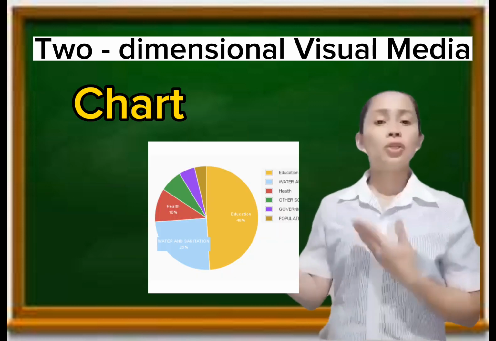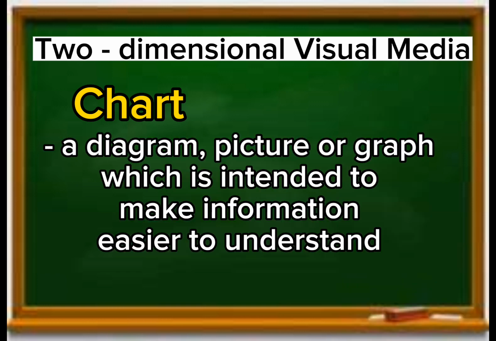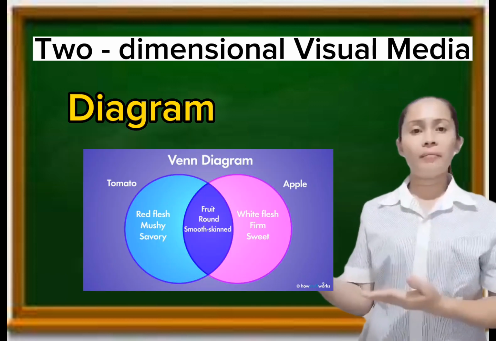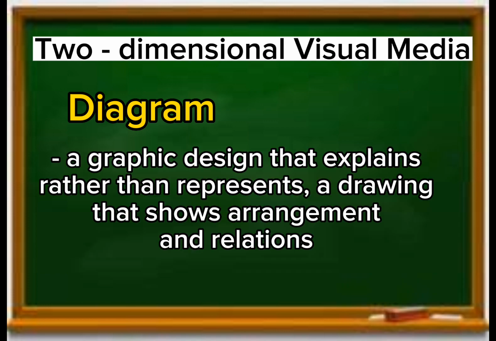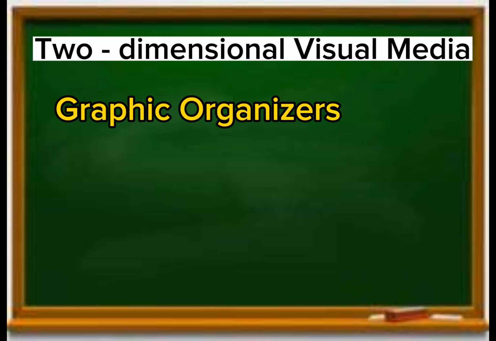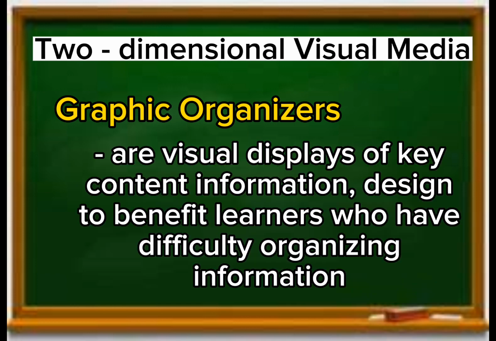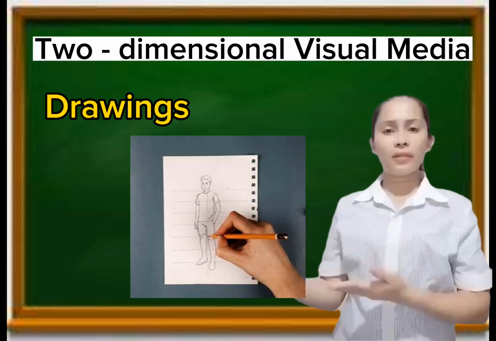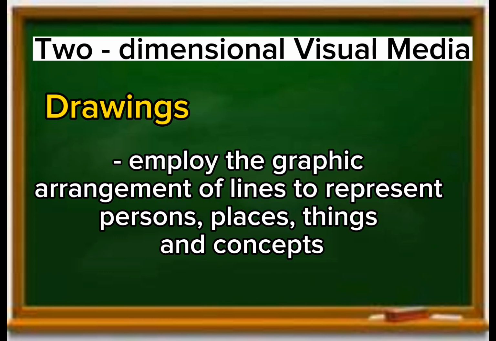Another one is chart. A diagram, picture, or graph which is intended to make information easier to understand. Then we have diagram. A graphic design that explains rather than represents. Graphic organizers. These are visual displays of key content information designed to benefit learners who have difficulty organizing information. Drawings. It employs the graphic arrangement of lines to represent persons, places, things, and concepts.